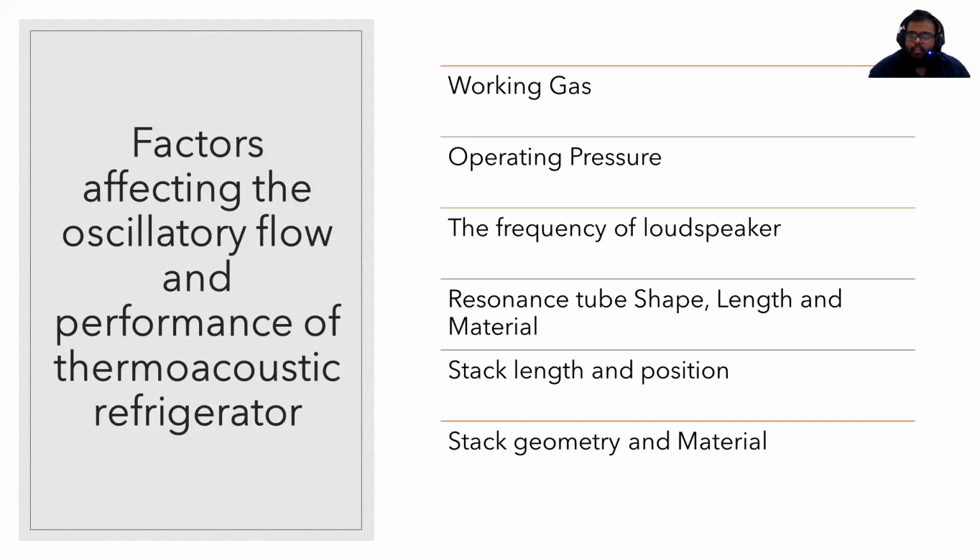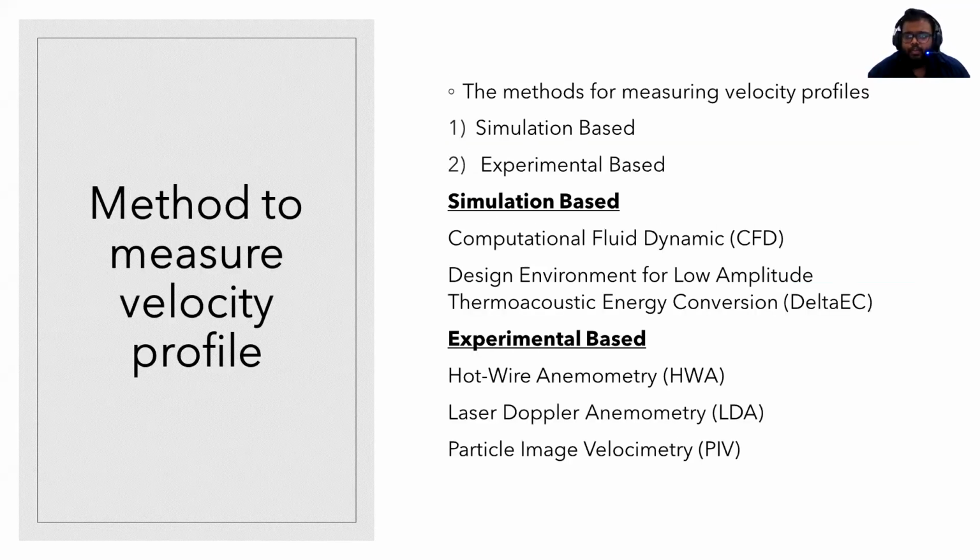Next, let us see the factors that affect the oscillatory flow and performance that we got from past studies. Some of them are working gas, operating pressure, frequency of the loudspeaker, resonance tube shape, length and material, stack length and position, and stack geometry and material. We will be focusing on stack length and position.